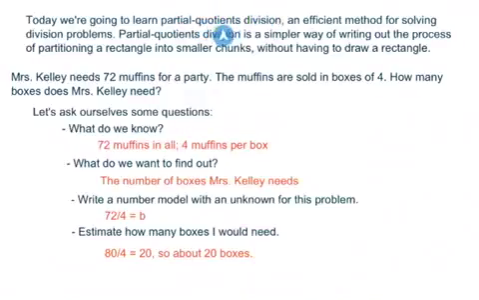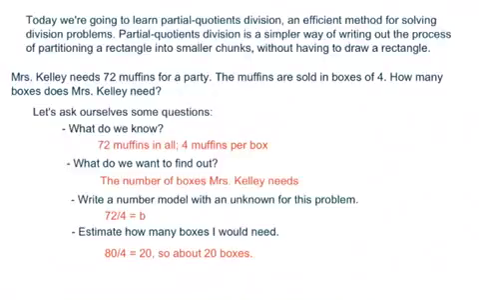Quotient is the answer in a division problem, and I'm going to do partials of those. Should sound familiar. Partial products. Multiplication is what we use for that, right? And now we're talking partial quotients, division. Okay, so let's use it to do this problem.